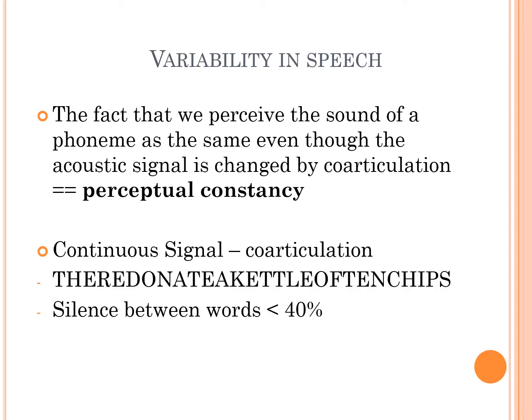Now, the fact that we perceive the sound of a phoneme as the same, even though the acoustic signal is changing a great deal because of context and because of this coarticulation, this is an example of a perceptual constancy. I will talk about this a bit more in the next slideshow, as we will talk about categorical perception. So we have this continuous signal where we have a coarticulation of sounds, and yet this isn't difficult for us.